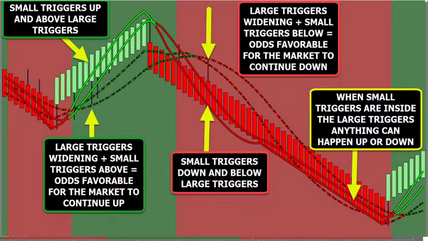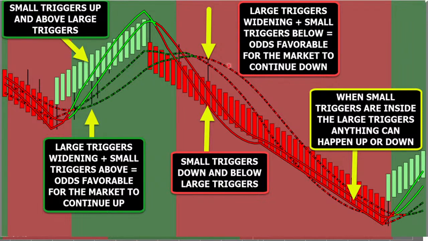And then strong triggers happen, most importantly, when all the colors match. When you're small triggers, and small triggers are these solid lines, they're a fast moving average. And your large triggers, which are these dashed lines, this is a slower moving average. When the small break above the large, when space is created, it looks very much like scissors opening up. It's that space created that lets me know that the odds are favorable for the market to continue up. And this right here is the visual of what strong triggers in an uptrend look like.